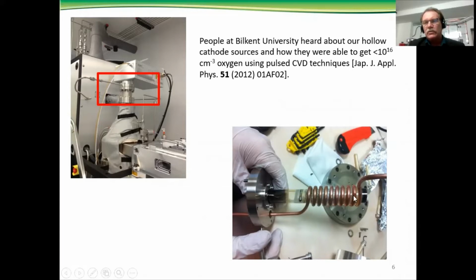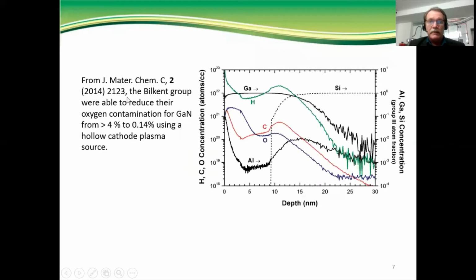And anyway, they had a vacuum failure, and they took their system apart and found that the quartz liner for their ICP source, shown here, had actually etched through. So they suspected the quartz from that ICP source as being the source of oxygen in their films. When they replaced their ICP source with our hollow cathode, which is shown up here, their oxygen levels went down from greater than 4% in their gallium nitride to about 0.14%, and that's for polycrystalline material. So quite a marked reduction in oxygen, which allowed them to actually grow films that were useful for device purposes.